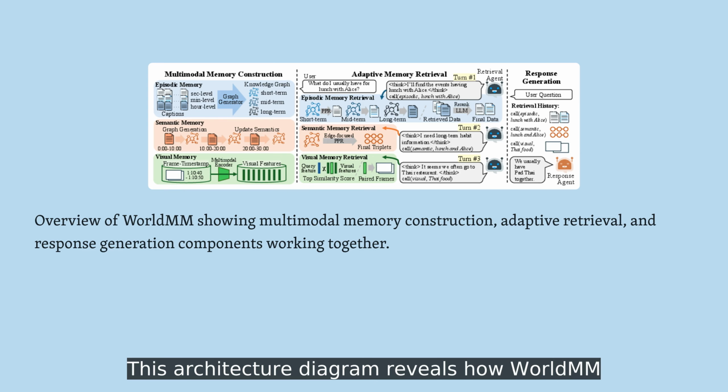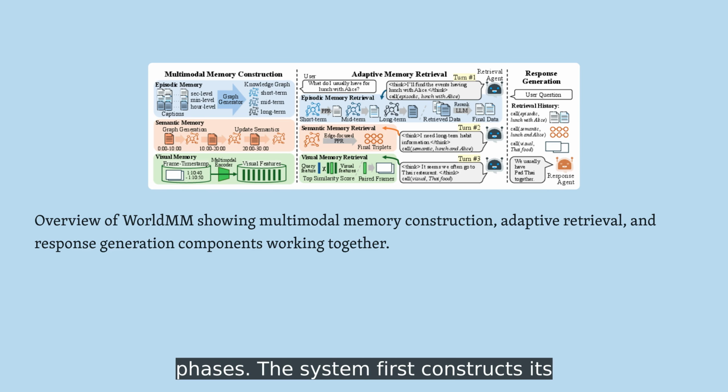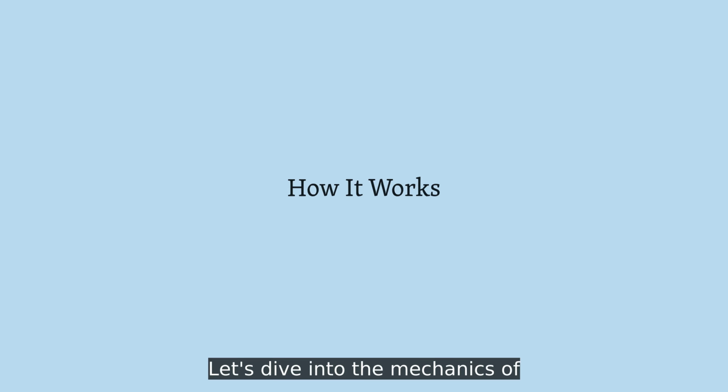This architecture diagram reveals how WorldMM processes long videos through 3 distinct phases. The system first constructs its 3 memory types from the video stream, then uses an intelligent retrieval agent to adaptively query these memories, and finally generates responses based on the retrieved multimodal evidence. Let's dive into the mechanics of how each memory system operates.